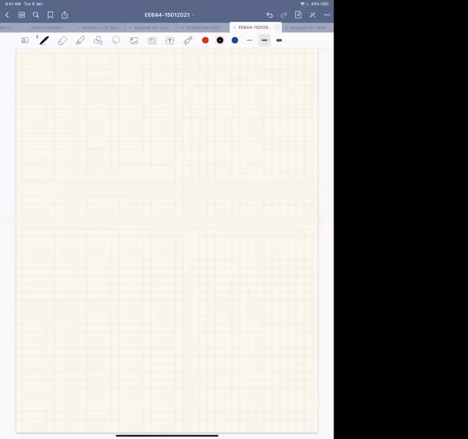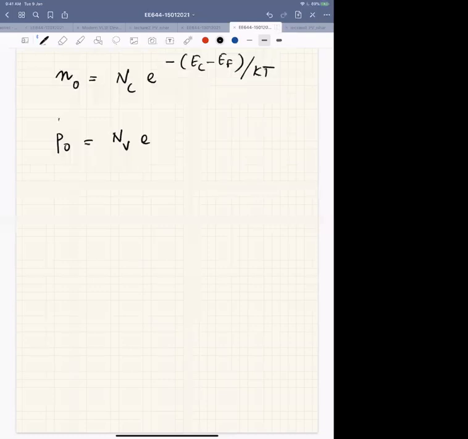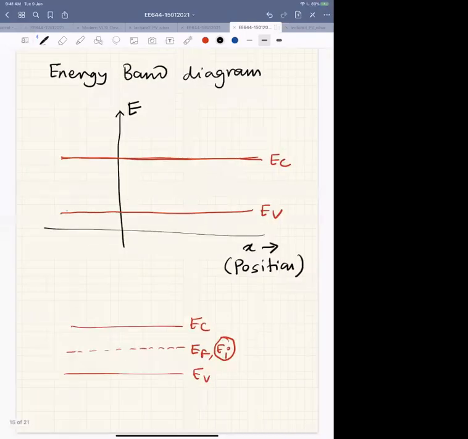So let me write down these equations again that we have derived. You've derived n0 equal to Nc e to the power minus (Ec minus EF) by kT, and p0 is Nv e to the power minus (EF minus Ev) by kT. As I told you, for an intrinsic semiconductor, this EF is equal to EI. EI is the intrinsic energy level, the Fermi level of an intrinsic semiconductor.